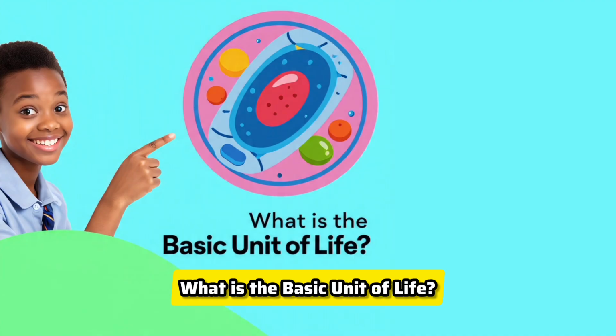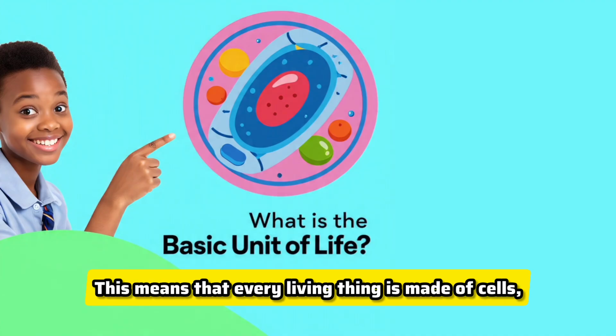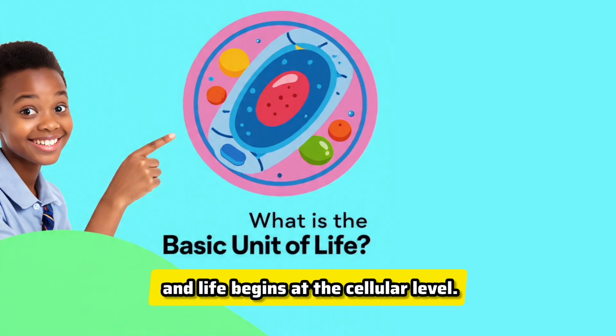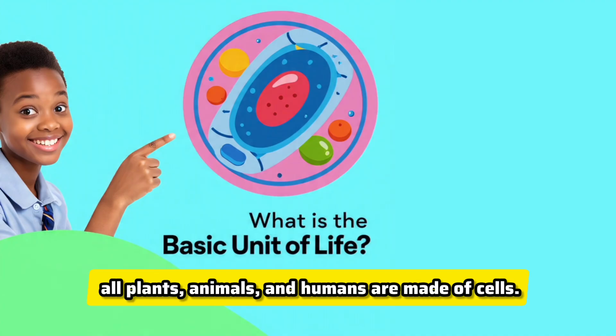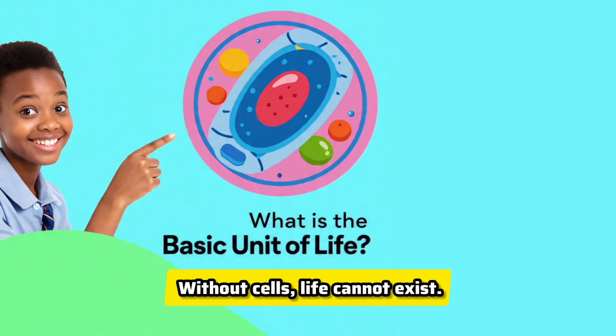What is the basic unit of life? The basic unit of life is the cell. This means that every living thing is made of cells, and life begins at the cellular level. Just like a building is made of bricks, all plants, animals, and humans are made of cells. Without cells, life cannot exist.